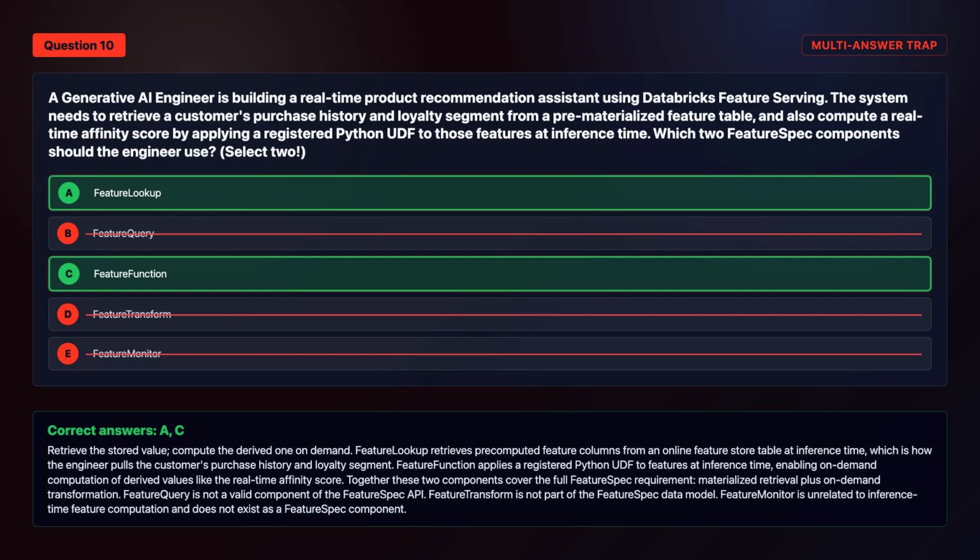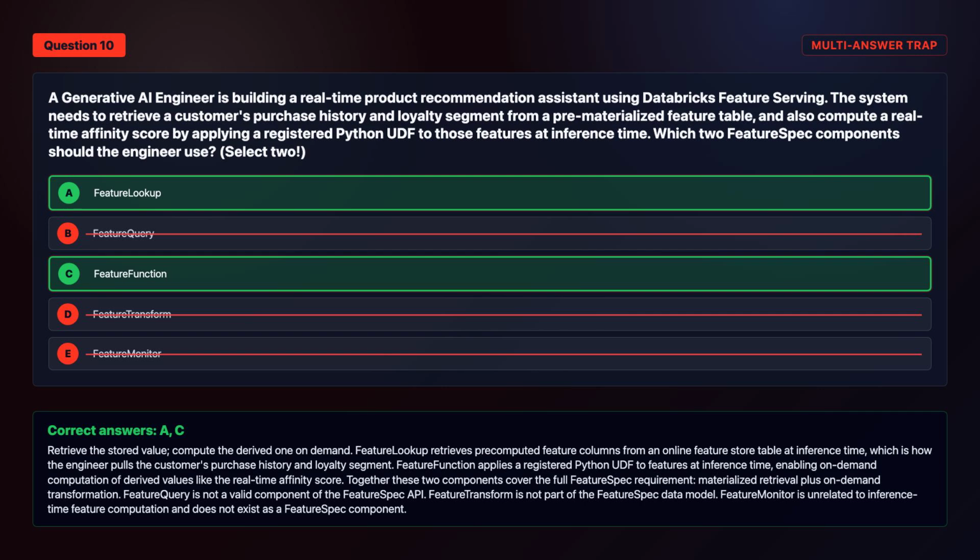Feature lookup retrieves pre-computed feature columns from an online feature store table at inference time, which is how the engineer pulls the customer's purchase history and loyalty segment. Feature function applies a registered Python UDF to features at inference time, enabling on-demand computation of derived values like the real-time affinity score. Together, these two components cover the full FeatureSpec requirement: materialized retrieval plus on-demand transformation.